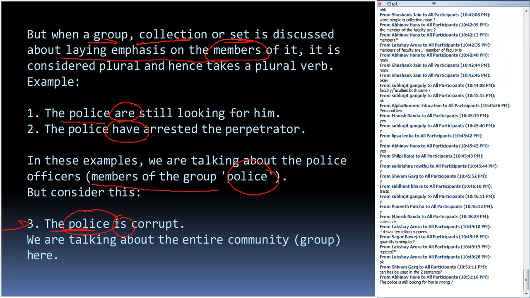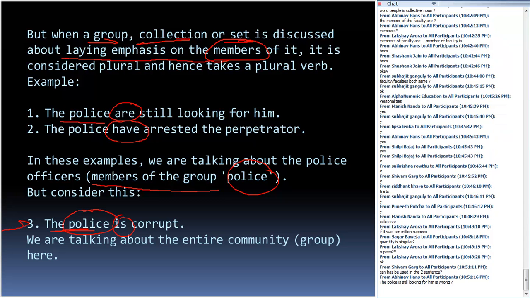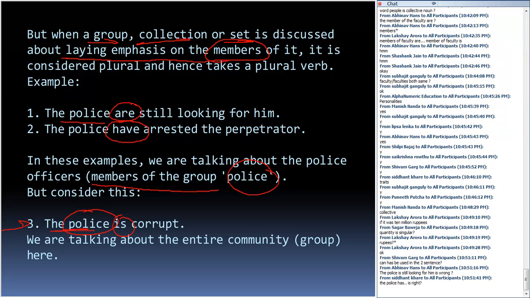unless they tell you what is the intended meaning. अगर वहां पर intended meaning लिखा हुआ है that over here the meaning is the individual police officers and not the group, then the word are is okay. But if over here the intended meaning is the entire group and not the individual members, in that case you will not use the plural verb.